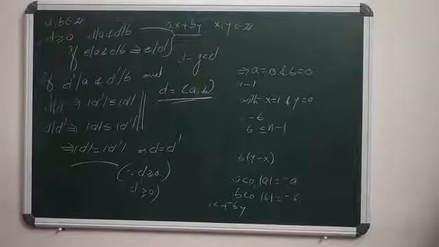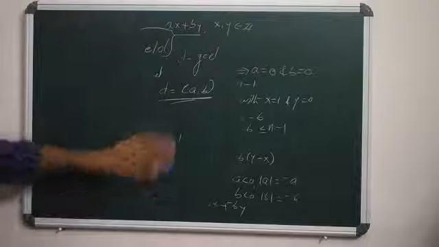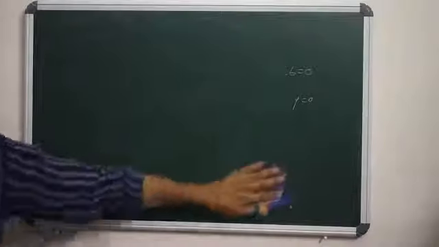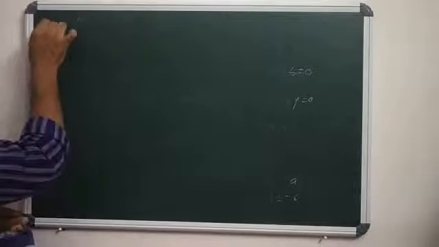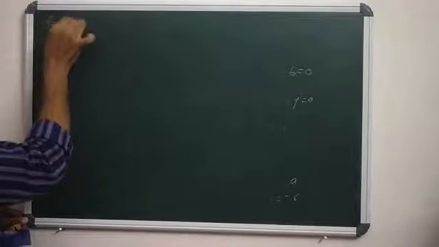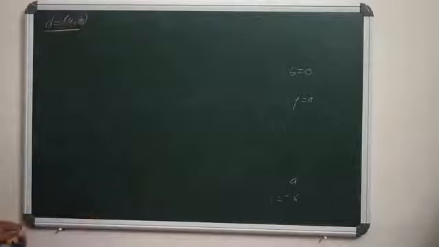Now, let us discuss some properties of the greatest common divisor. Let D be the greatest common divisor of A and B, where A and B are any two integers. That means D is greater than or equal to 0. If D divides A and D divides B, and if E divides A and E divides B, then E divides D itself. These are the properties of this D.